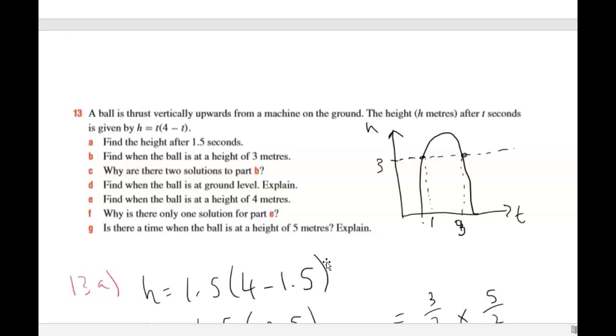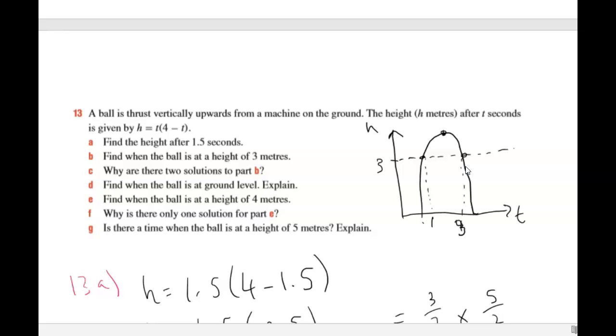Oh, I just answered that question. So 2 solutions because the ball goes up and comes back down. The only time you will have one solution is this bit here, which we call the turning point. Remember, I've often referred to the turning point, but you don't need to know that just yet. Okay. Find that when the ball is at ground level.